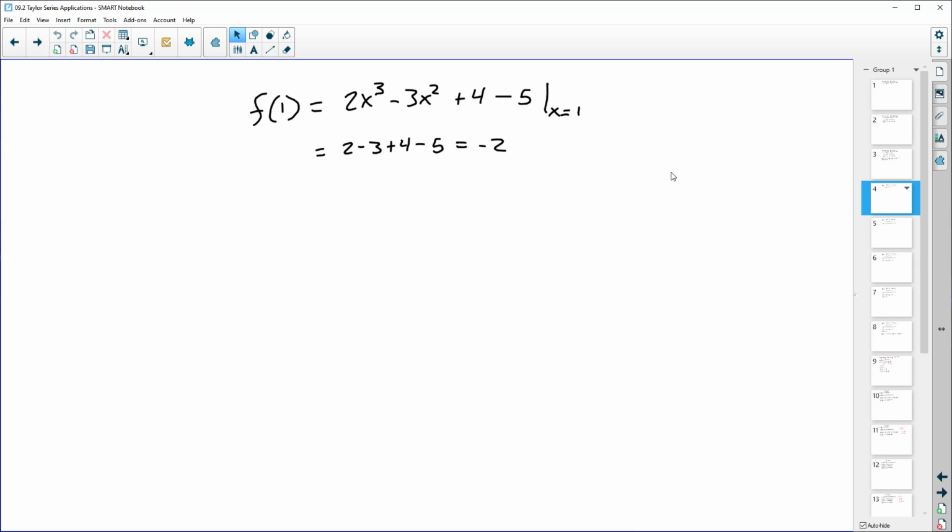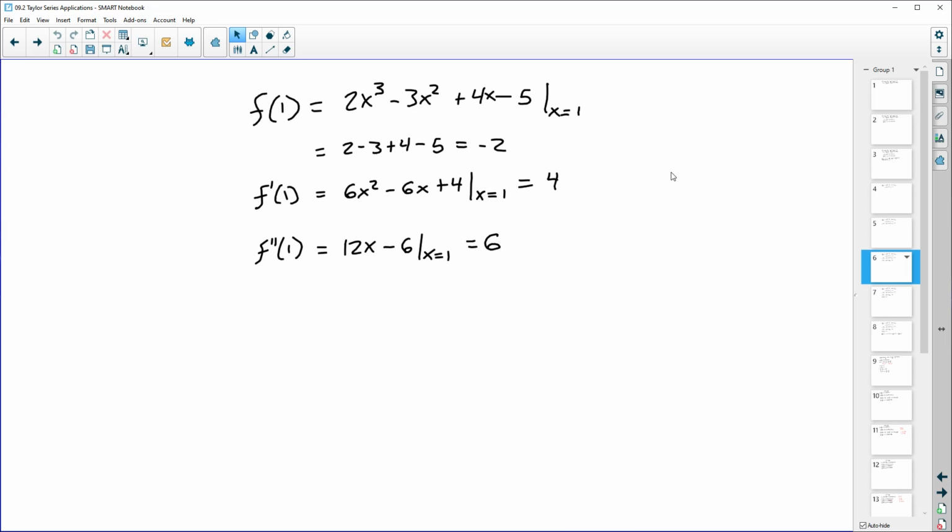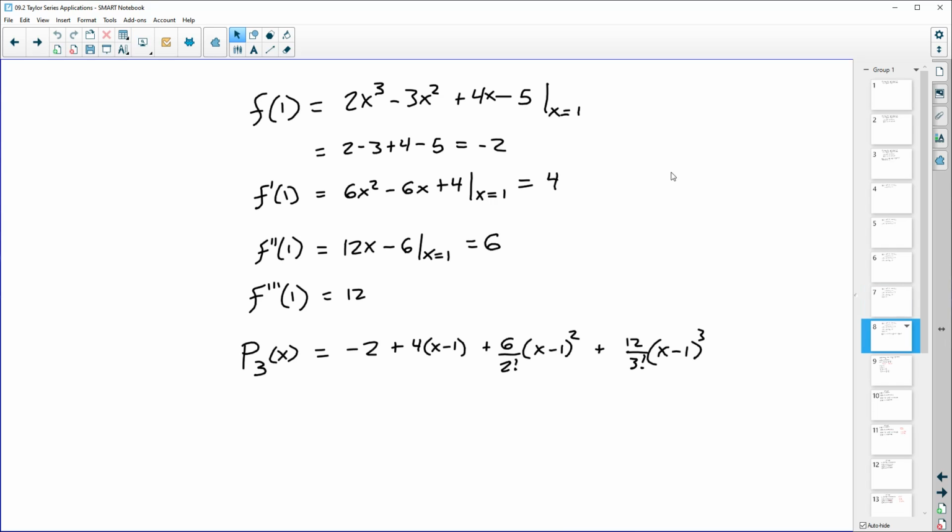we're going to set up the function at 1 and evaluate it. That gives us our a0 term. We then take the first derivative and evaluate at x equals 1. This gives us our a1 term. We continue this process until we can rewrite our original function as a Taylor polynomial centered about x equals 1.